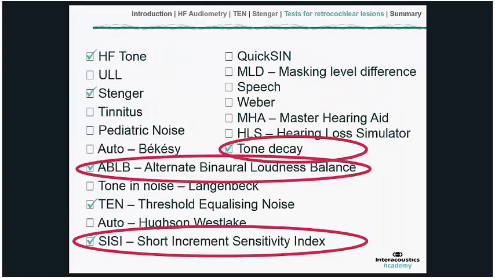So there's three tests that we've gone through, looking at different areas of diagnostic routines that might be applied in extension of the pure tone audiogram. And now I'm just going to cover another three, but these three are going to be grouped together under the general subheading of tests for retrocochlear lesions. So there's three. There's the tone decay, alternate binaural loudness balancing, and the short increment sensitivity index.